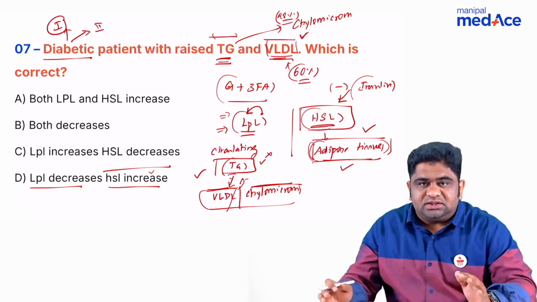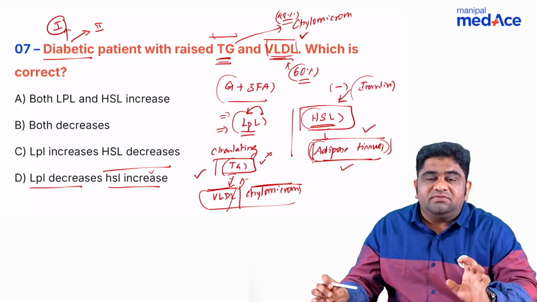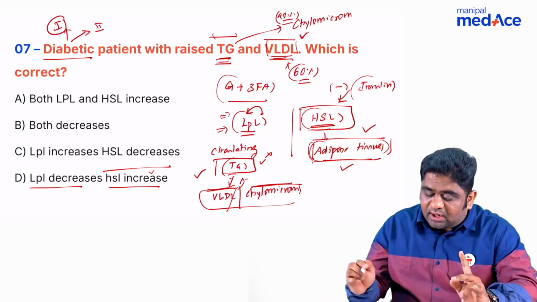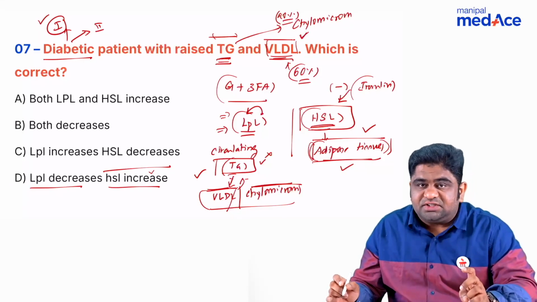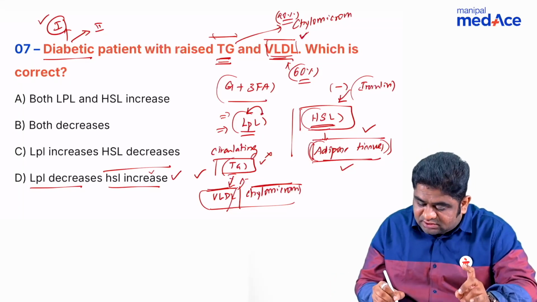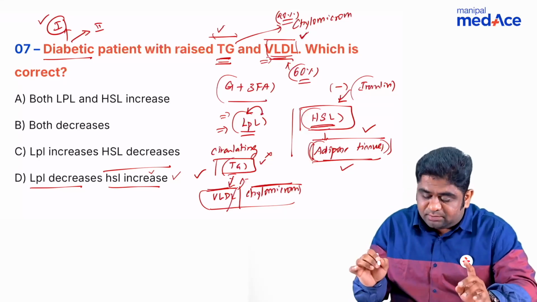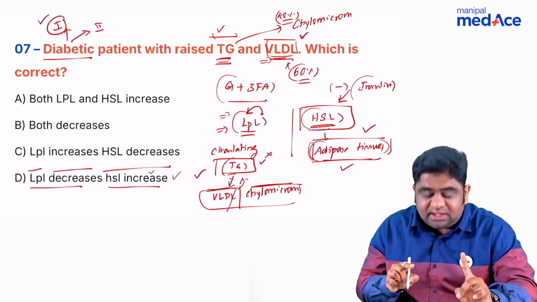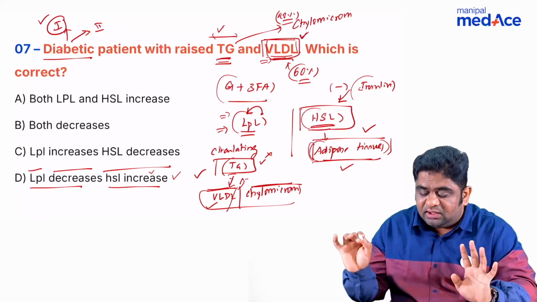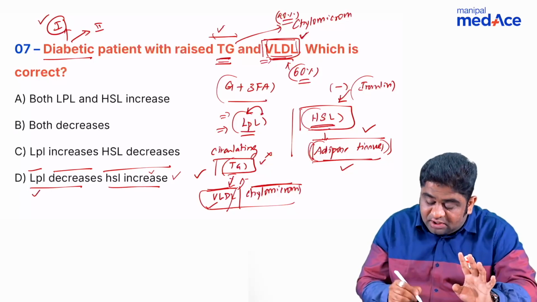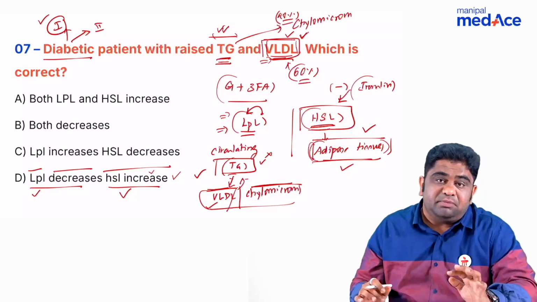I'll repeat, HSL will act on the adipose tissue. So when the adipose tissue triglyceride is broken, triglyceride levels and free fatty acid levels will increase in the blood, and that happens in case of diabetes. Because in diabetes type 1, insulin is absent, because of which HSL is activated. So when HSL increases, the triglyceride levels will increase. But VLDL may increase or may not increase, it doesn't matter. But if you focus on LPL decrease, then LPL is not available to break down the VLDL, because of which VLDL increases. So simply, LPL decrease is causing VLDL elevation, HSL increase is causing triglyceride elevation. This is the best option possible.